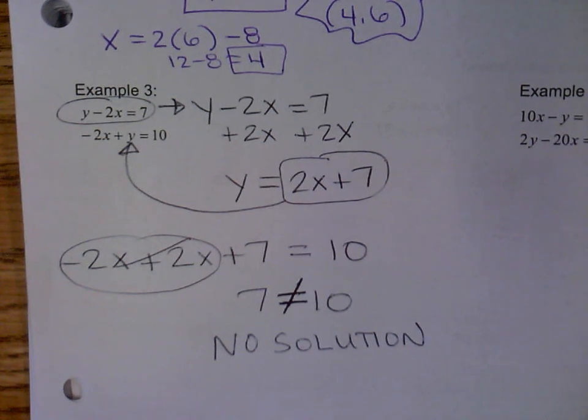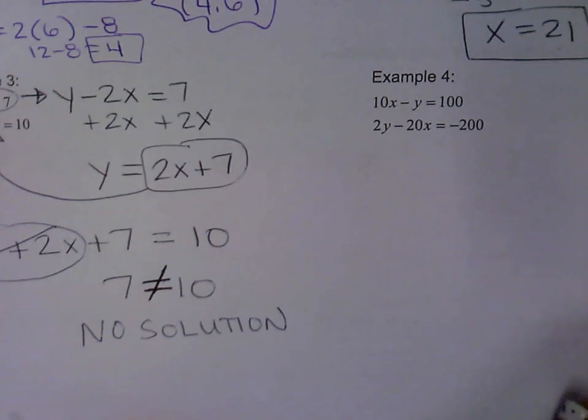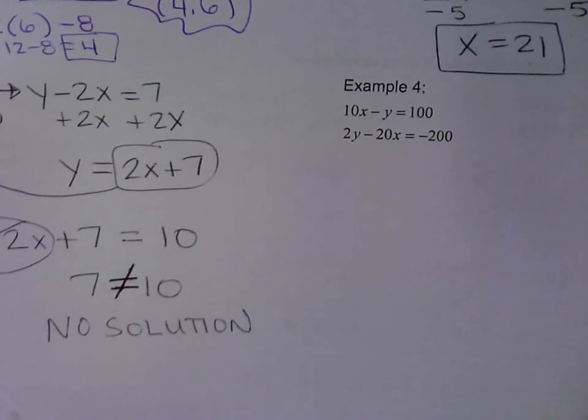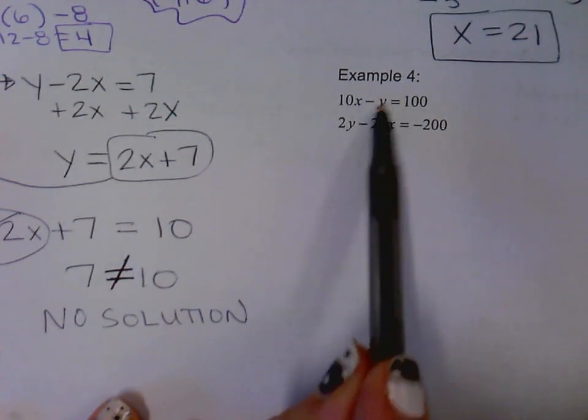You might get 0 equals 15 or 2 equals 30. There's no variable, but the two numbers are not equal to each other. So that is a case when there's parallel lines. All right, so let's look at one more where they come out as a weird solution here. Which y or x is easy to get by itself? I would probably go for this top equation because there's just a y, even though it's a negative y.